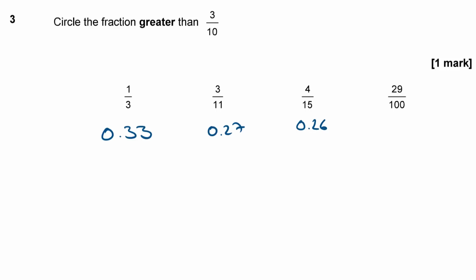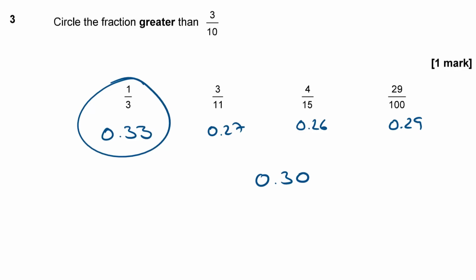And then finally 29 over 100. Well, I know that one off the top of my head. It's 0.29, isn't it? Okay, so which is greater than 3/10? 3/10 as a decimal is 0.3 or 0.30. So the one that's bigger is that one there, the third. All the others are smaller.